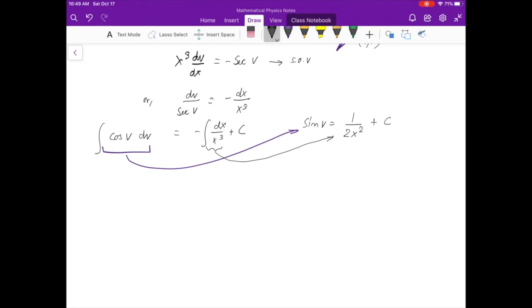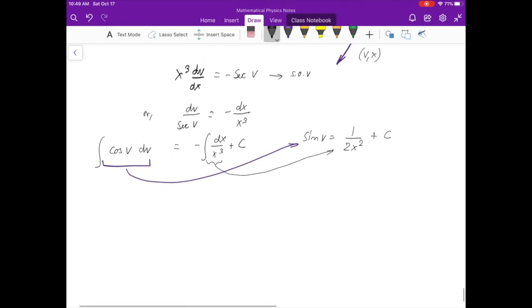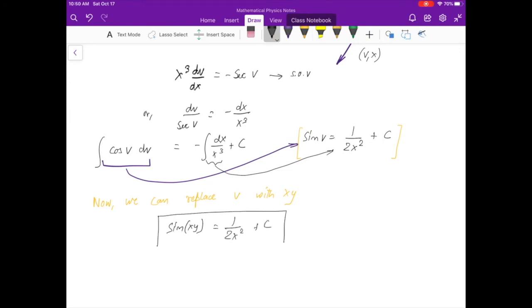Now that we have obtained this expression, it is safe to replace the value of v from the replacement that we did previously. So we replace v with xy, because that is where we'll get the final result. Once we have that, we can obtain the final form, which is sin(xy) is equal to 1 by 2x squared plus the constant. So this is the family of curves, or the final solution of the differential equation.